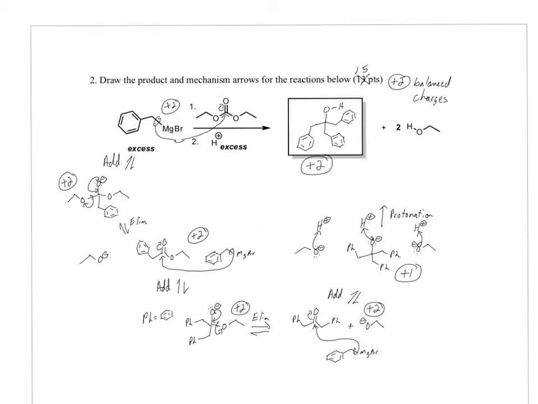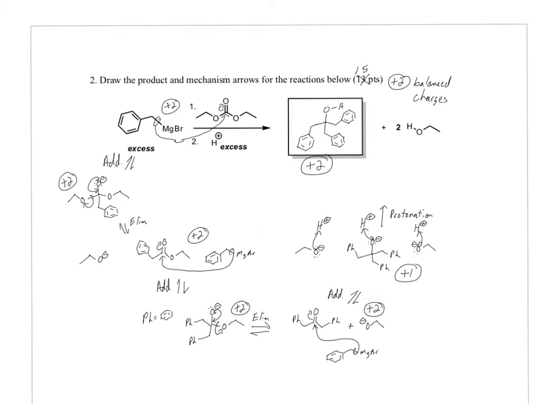So the second question here is draw the product and mechanism arrows for the reaction below. It's worth 15 points. So we have excess of Grignard, and we have this carbonate. So this is something maybe we haven't seen before. It's kind of like a diester, a carbonate. But the rules still apply.